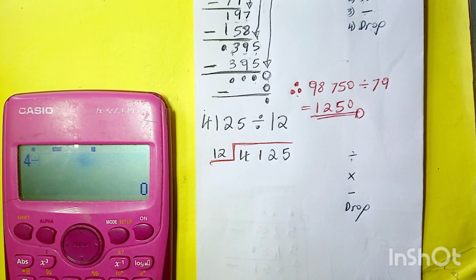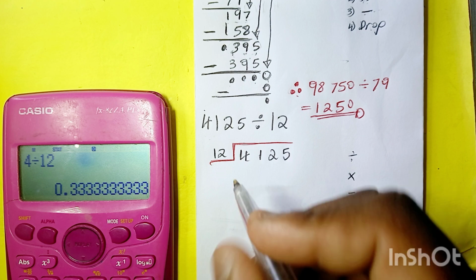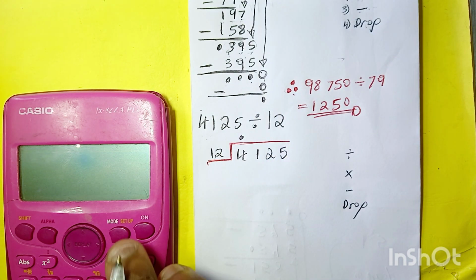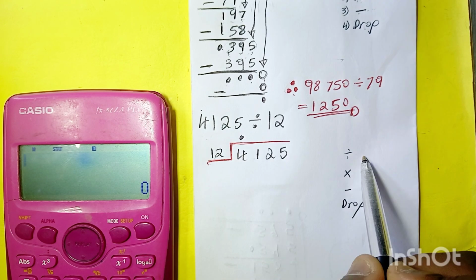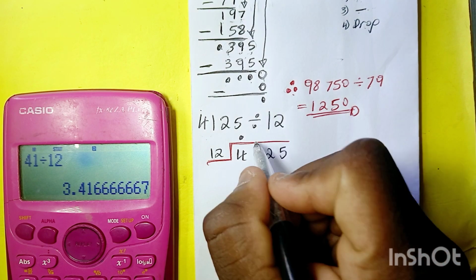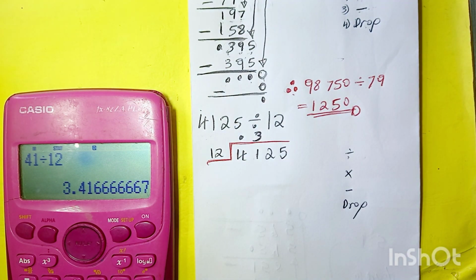Say 4 divided by 12. So here I got 0. 4 divided by 12, it's 0. Do you see? So here I'll just put a dot. And say now 41 divided by 12. 41 divided by 12. So now I got 3 as my answer. Do you see? I get 3 as my answer.